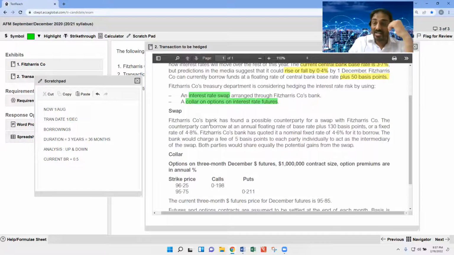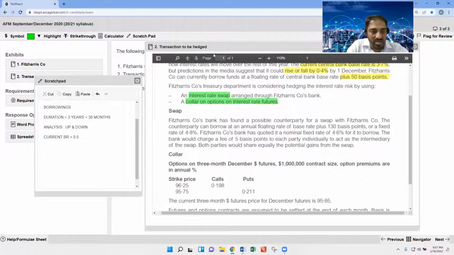Here is the case of the interest rate swap. So two things here: swaps and collars. Swaps: Fitz-Harris Bank has found a possible counterparty for the swap with the Fitz-Harris company. In the case of a swap, what I strongly suggest to you is to first identify which swap it is. Here, only the interest rate swap.